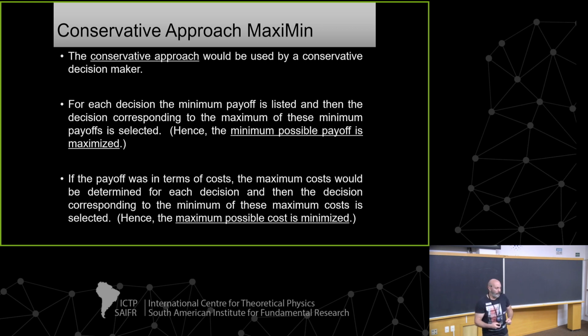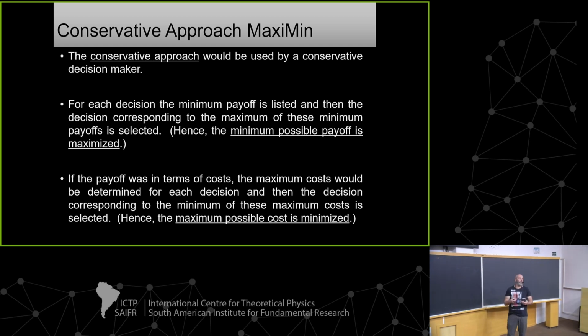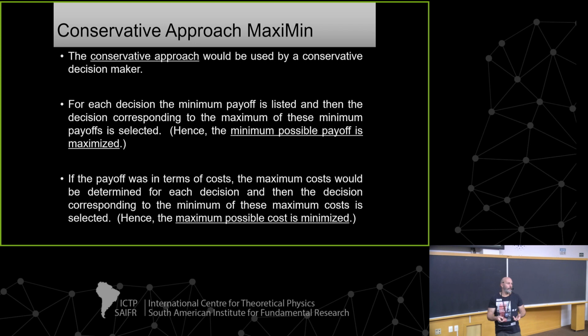A conservative decision maker will just consider that the worst scenario is the one that will be occurring. So considering this worst scenario, the decision maker chooses the possibility with the best or the highest payoff. The optimistic decision maker just considers that the best situation is the one that will be occurring, so he or she chooses the highest payoff. In the conservative approach, the decision maker considers that the worst scenario is the one that will be occurring, and in this worst scenario, he or she chooses the highest payoff.